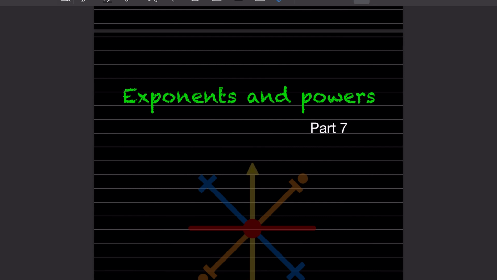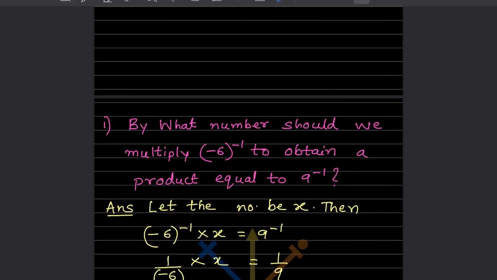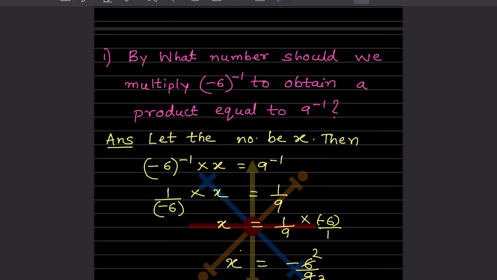So today we are going to see the next part on the same topic, that is the exponents and powers. This is the question given: by what number should we multiply minus 6 raised to minus 1 to obtain a product equal to 9 raised to minus 1.